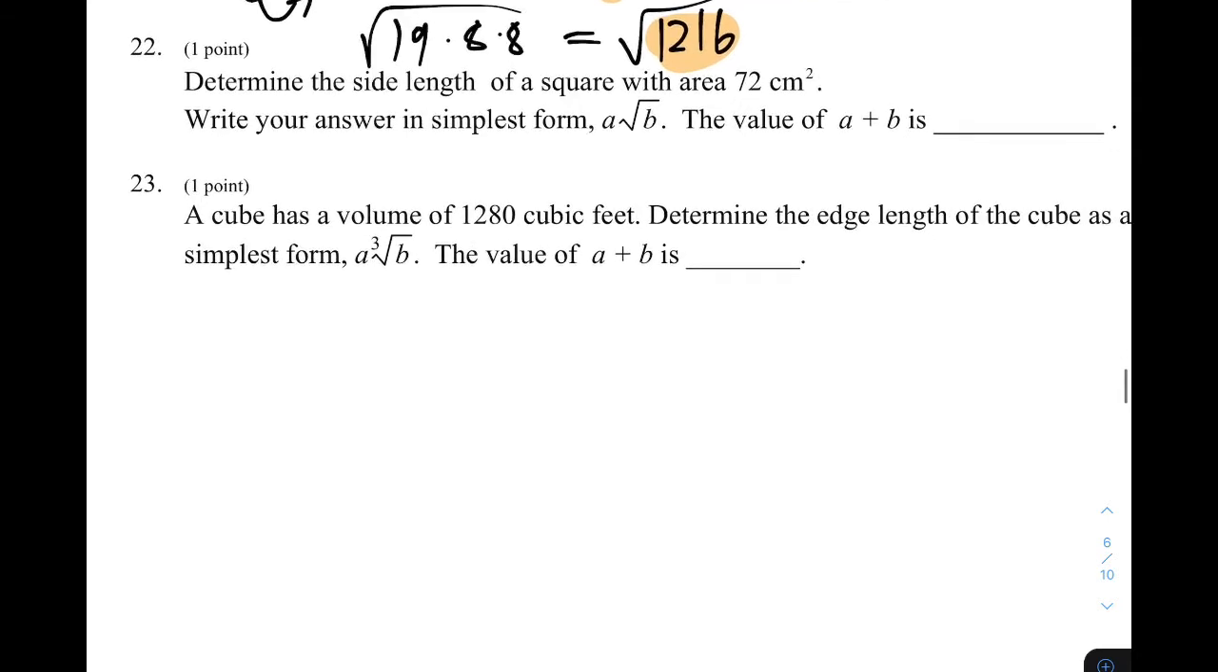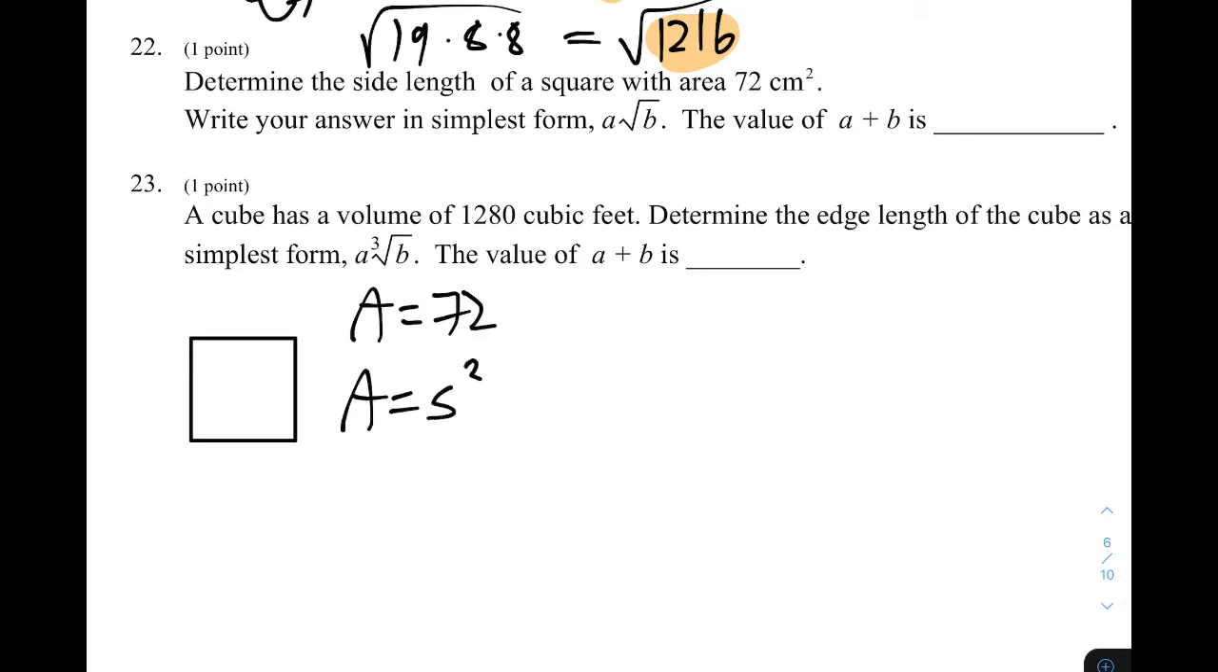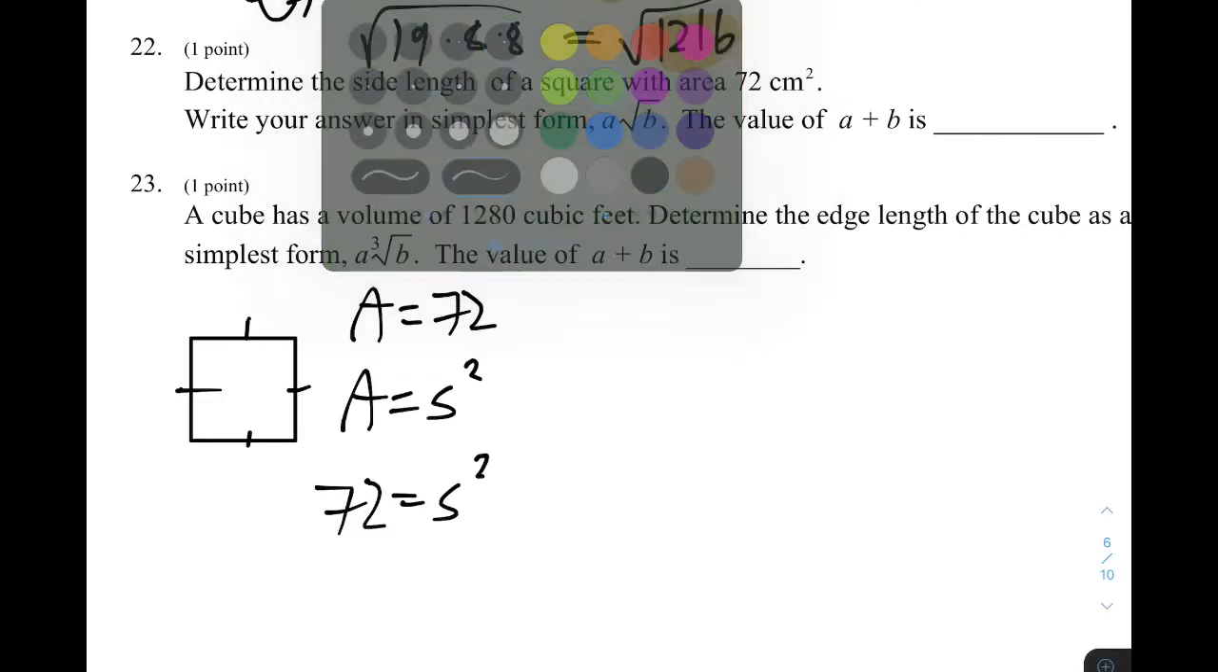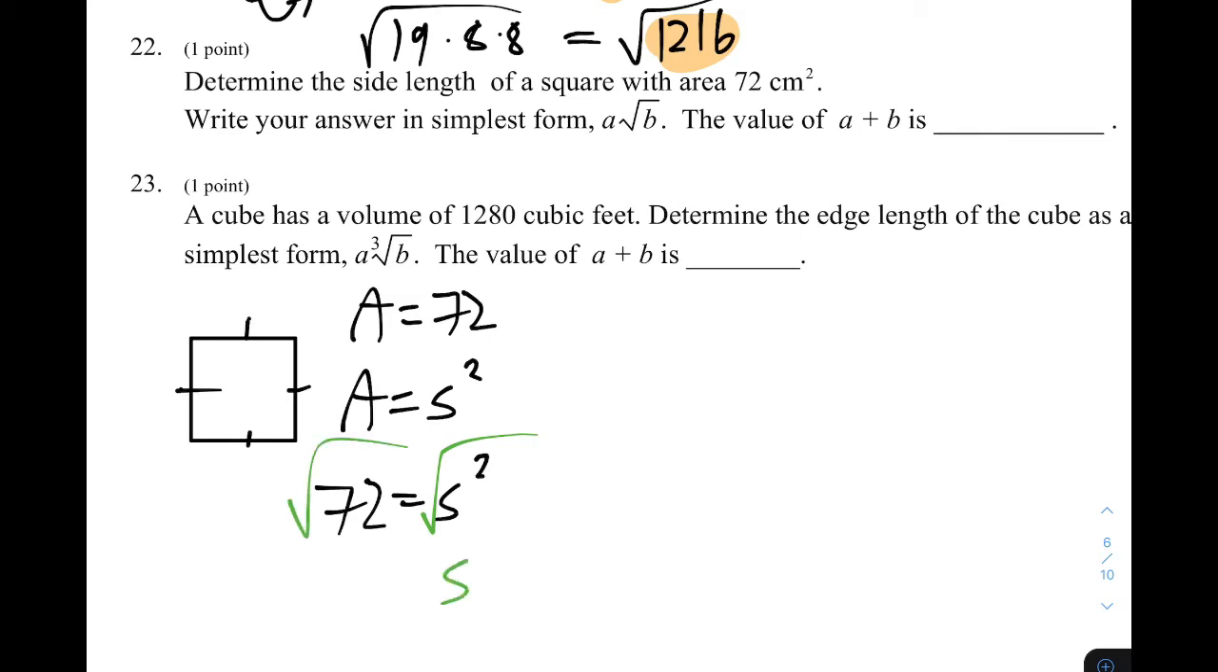For question 22, determine the side length of a square with area 72 centimeters squared. So if we have a square, and that square has an area of 72, and we want to find how big one side is, we know that the area of a square is the same as taking one side and squaring it. All these are the same length. So I know that 72 is equal to one side squared. If I want to find just the side, I would take the root to get just s.